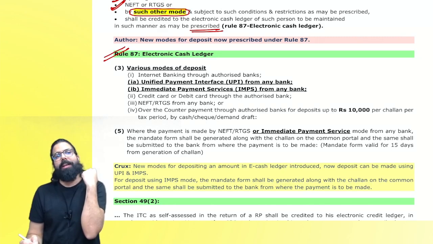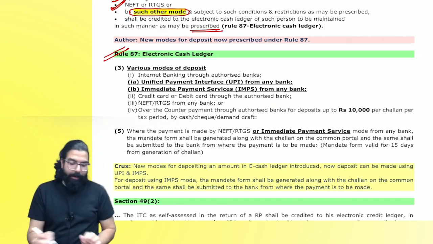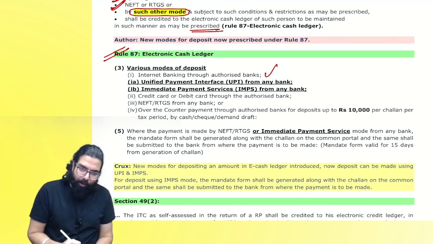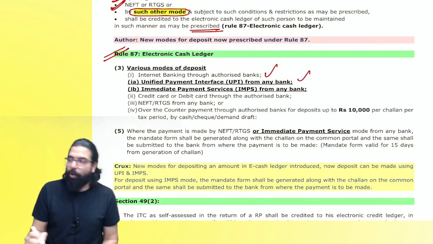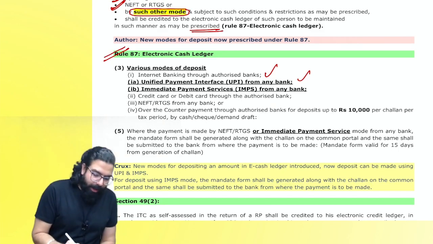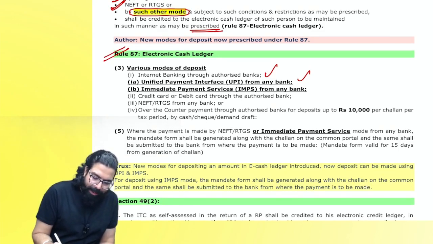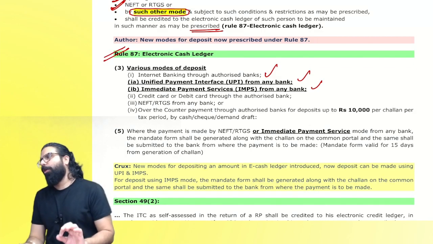So when you have to deposit the money in your e-cash ledger, how will you deposit? Sir, you can use your net banking. Correct, everyone? Now you can use your unified payment interface, that is UPI, is also allowed. Sir, IMPS, immediate payment services, is also allowed.